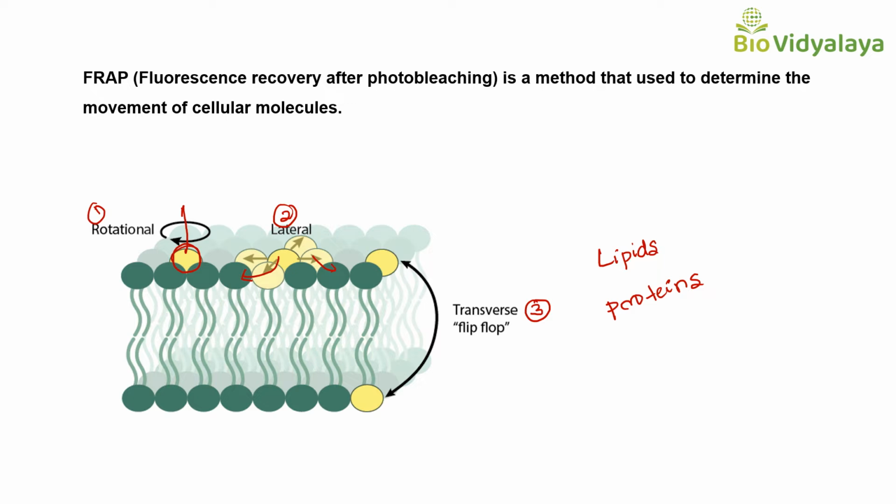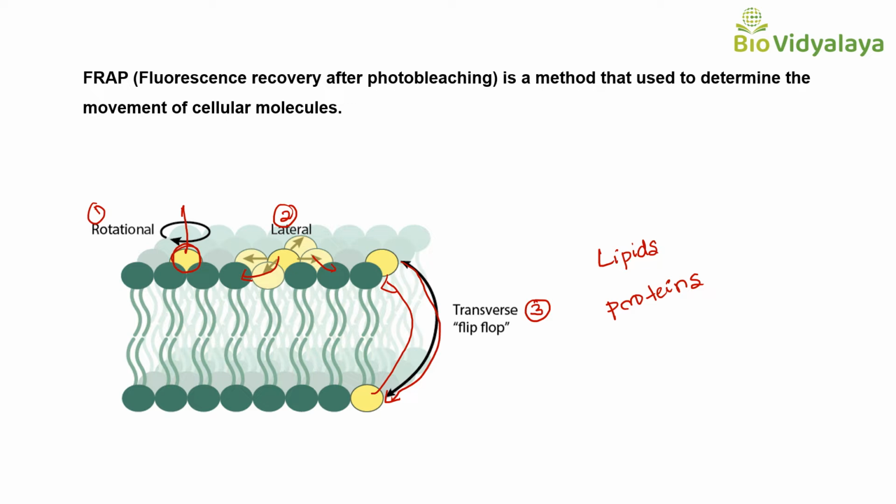Transverse movement means a molecule present in one monolayer can move to another monolayer. In the same way, a molecule present in this monolayer can move to this monolayer also. That is called flip-flop movement or transverse movement. That means movement between the leaflets.